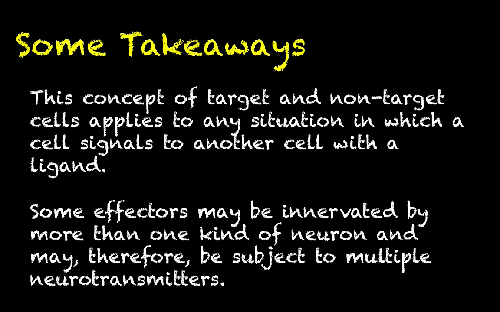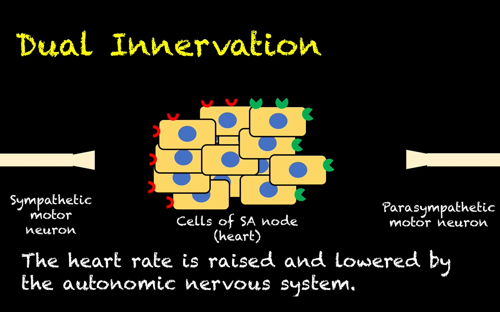So the nervous system has effectors all over the body: muscles, glands, and other tissues alike. Some of those neural effectors may be innervated, meaning that a neuron synapses with them, and some effectors may be innervated by more than one kind of neuron at a time. Because of that, the tissue or the effector may be subject to multiple neurotransmitters at different times. So the best example of this is the autonomic nervous system. We're going to learn all about that in a future video.